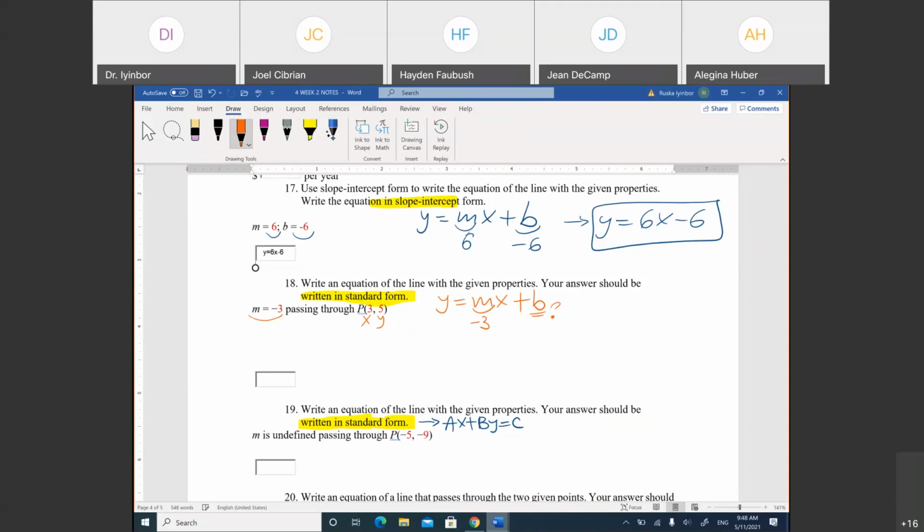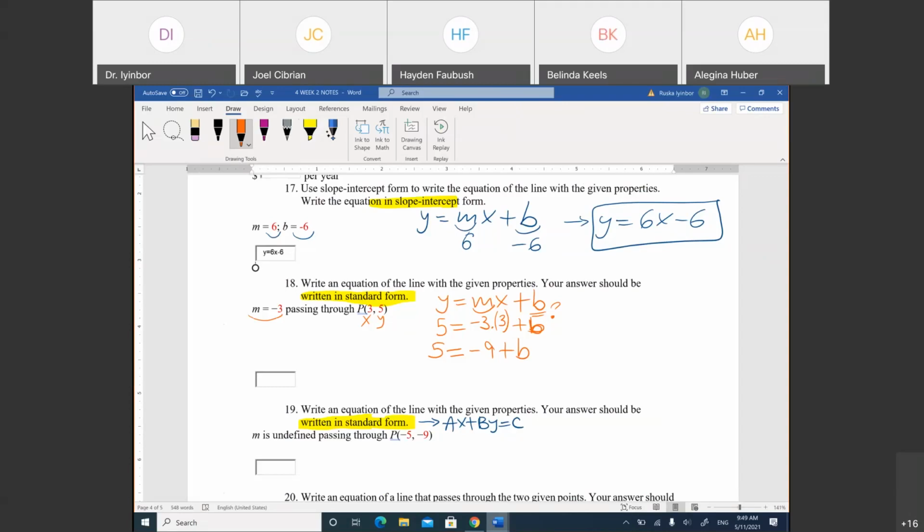How are we going to find it? We can use x and y from the point. So x is 3. I'm going to plug in 3 for x. And y is 5. So if I plug in those numbers, I'm going to find b. See, I'm using this equation, plugging in x, y, and m, and I can solve for b. How are you going to solve? We have solving equation. 5 equals negative 3 times 3, which is negative 9, plus b. What are you doing to get b by itself?